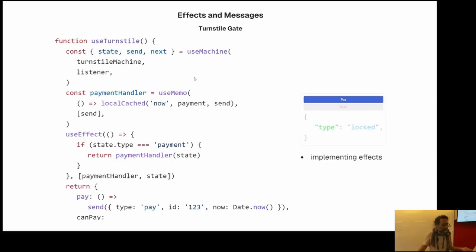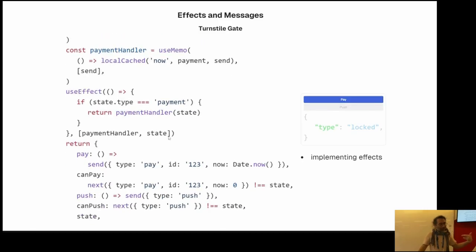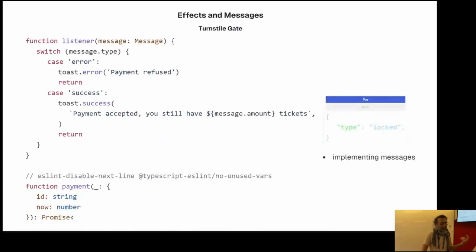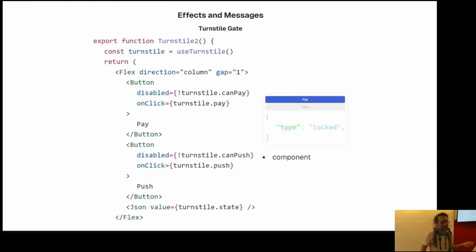And I have a useEffect. So when we're in the payment state, I use a payment handler, and the handler has the ability to send back an event to the machine. So here we have the event listener that just uses a toast component. It really sends an event upward.